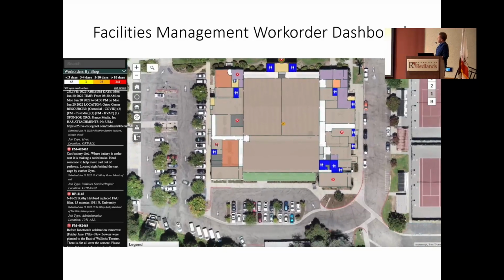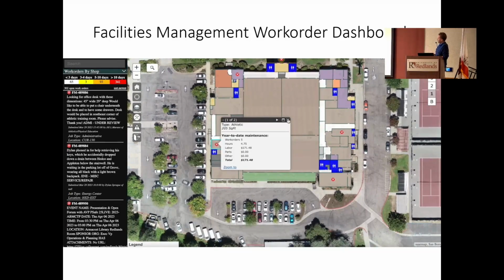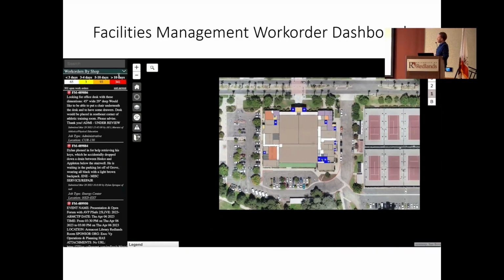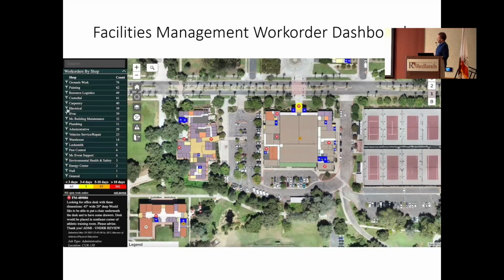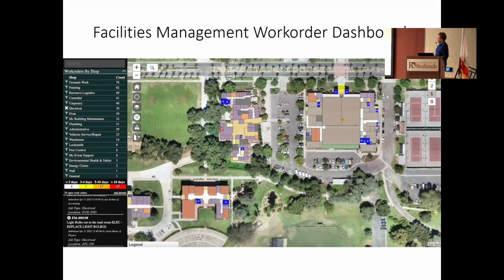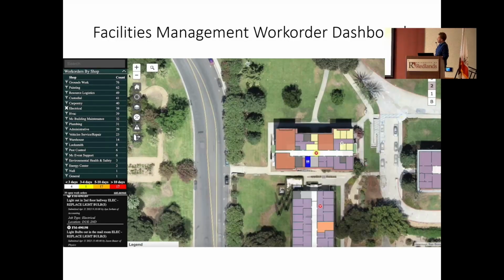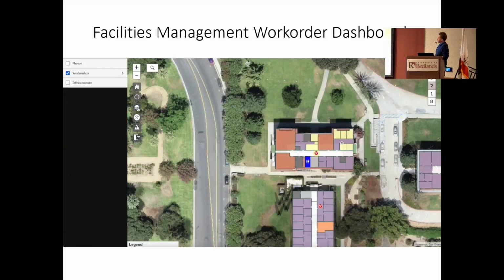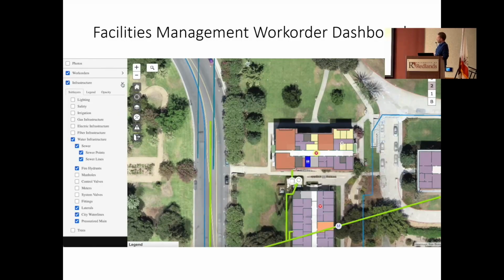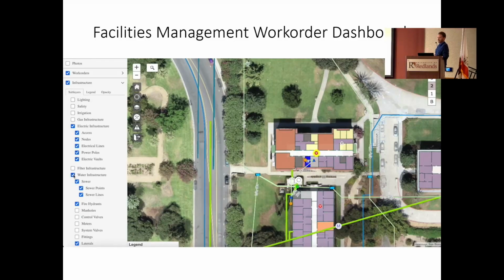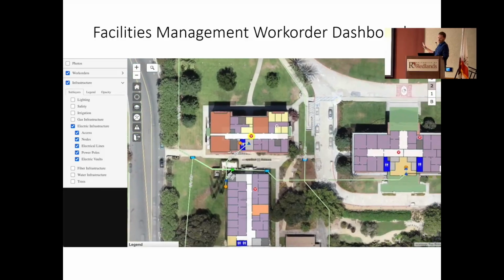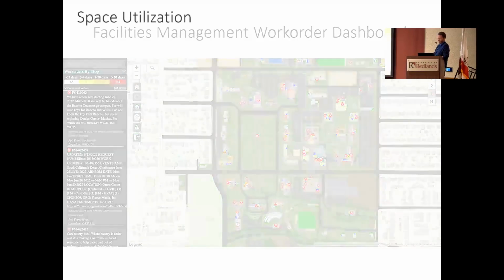Actually clicked on one of these and it tells me that $171 has been spent in that room this year on work order requests. We can filter out where the electrical things are there. And because we have all that infrastructure data, if this is an electrical issue, maybe we pull up the electrical infrastructure layers so that we can actually help do our job. So just an example of one of the many projects that we're doing.